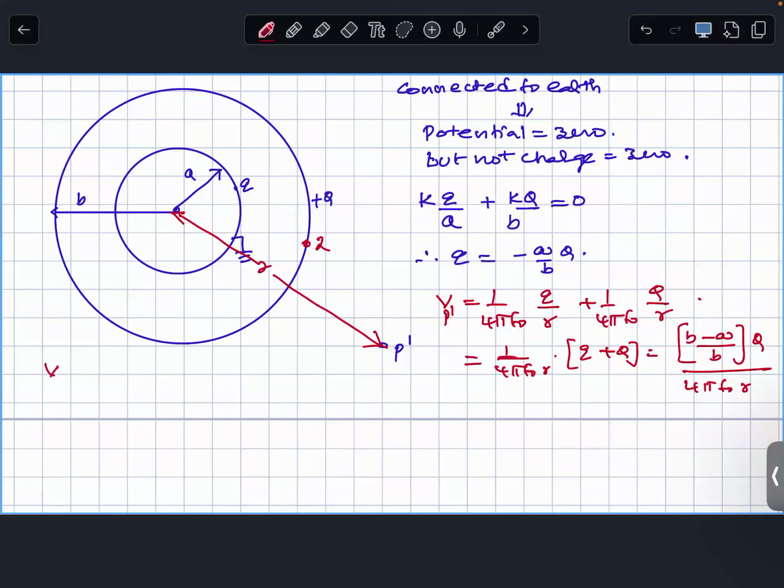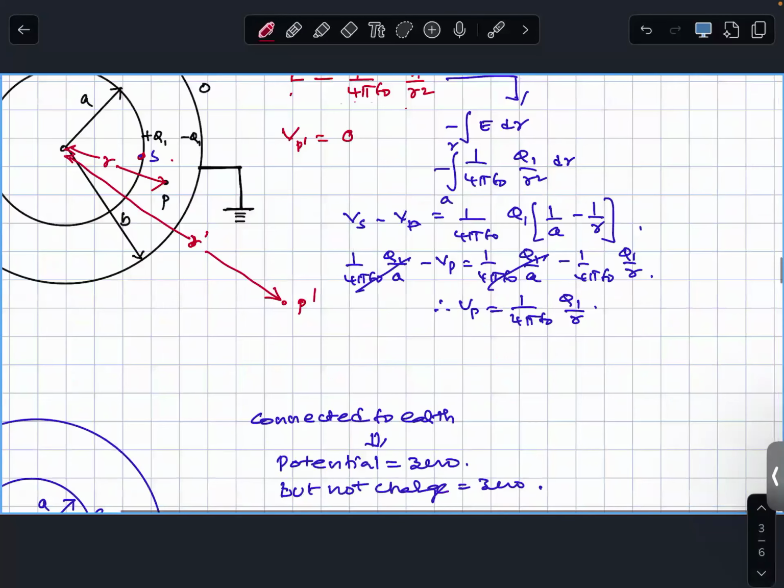Let this be V1. V2 is nothing but 1 by 4 pi epsilon naught, Q by B plus Q dash by B. Right. The same situation you will face. B minus A into Q by 4 pi epsilon naught B square. Any doubt? Pakka? Okay. I'll just stop my discussion.